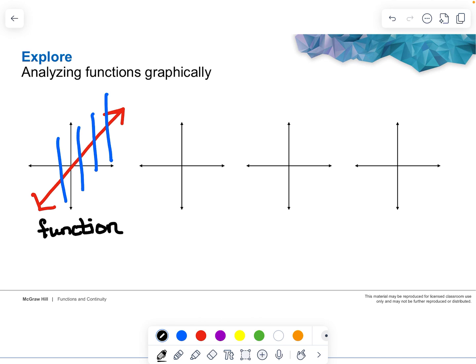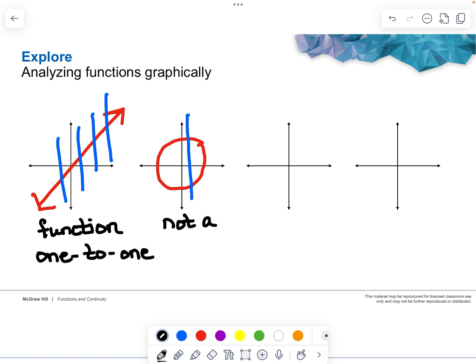And is it one-to-one? For every x, is there only one y? That also goes with the vertical line test, so it is one-to-one. What if our graph was a circle? Is that a function? If I draw a vertical line, I touch it in more than one place, so that is not a function.